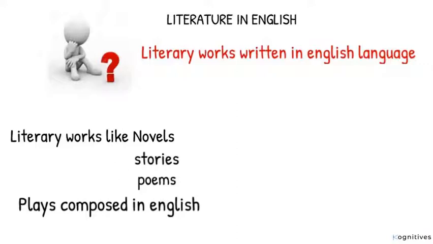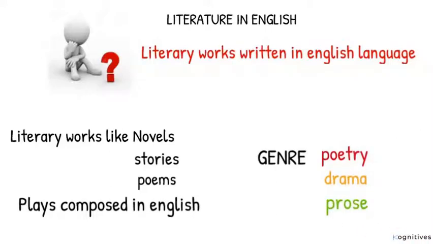Basically, there are three types of genre in literature. The different types of genre are 1. Poetry, 2. Drama, and 3. Prose. Prose can be divided into fiction and non-fiction.